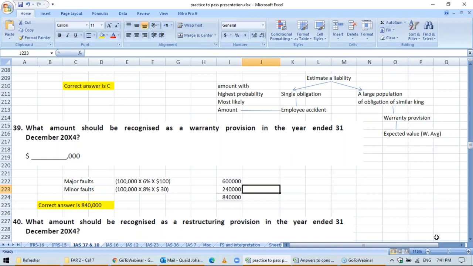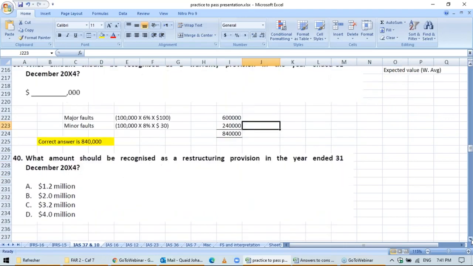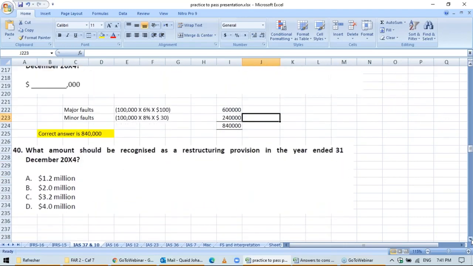Question number 40. This is the last of our IAS 37 questions we'll be attempting. Okay. Restructuring provision, a very important concept here. The restructuring provision, what do we mean by restructuring?